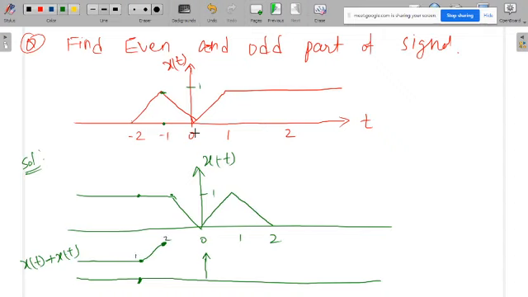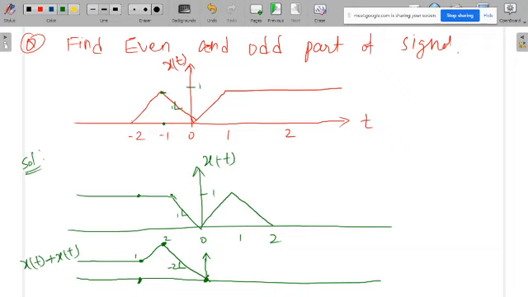Again at t is equal to 0, this is 0 and this is also 0, so the value would be 0. Again this is decreasing, this is also decreasing, so your signal also will decrease. If you see here, the slope of this line is minus 1, the slope of this line is minus 1, but the slope of this line is minus 2, because already we have seen, whenever you add, the slopes get added.